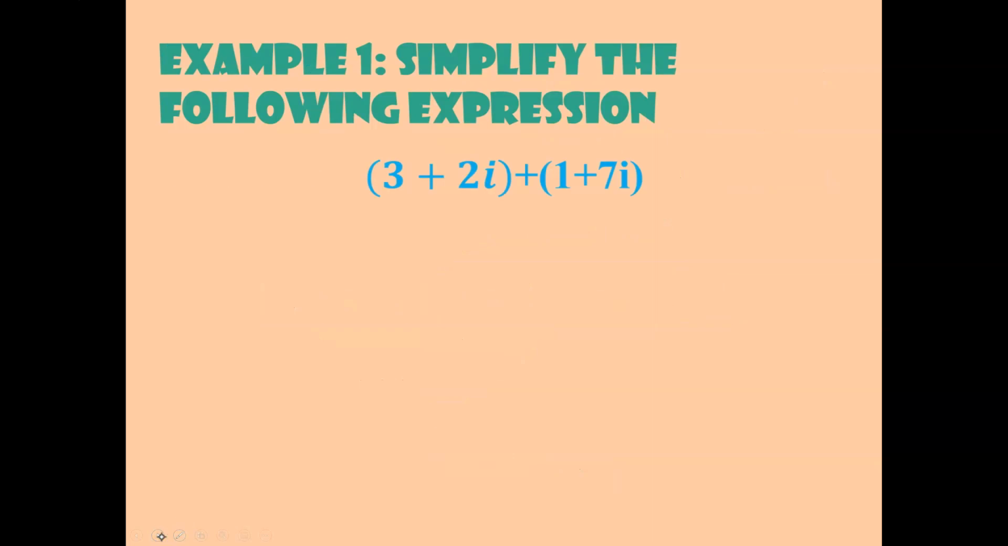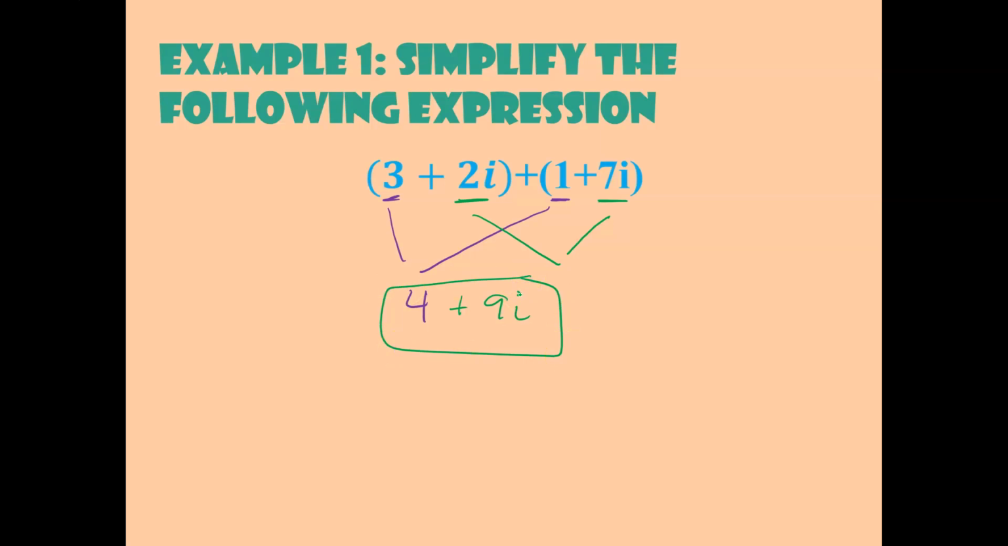So now let's work on some examples ourselves together, okay? So I've got 3 plus 2i plus 1 plus 7i. All right, so we're adding, so you take the real numbers first. My real numbers are 3 and 1, so I'm going to say 3 plus 1 and get 4, okay? And then I'm going to add my imaginary numbers, which are 2i and 7i. So positive 2i plus positive 7i is going to give me positive 9i. And that is your answer. Easy breezy. Okay?